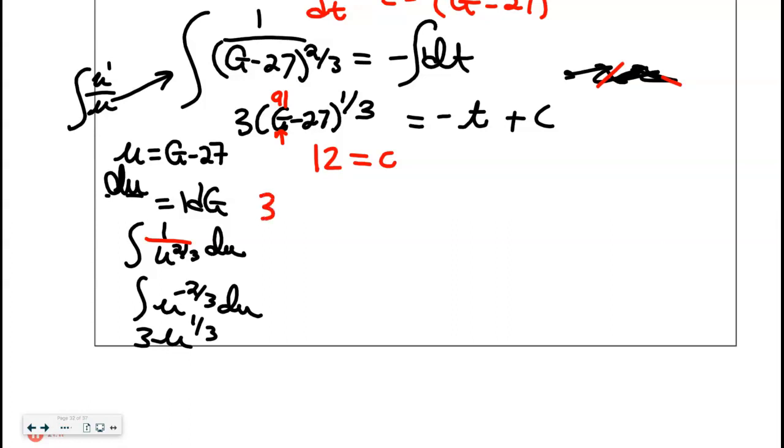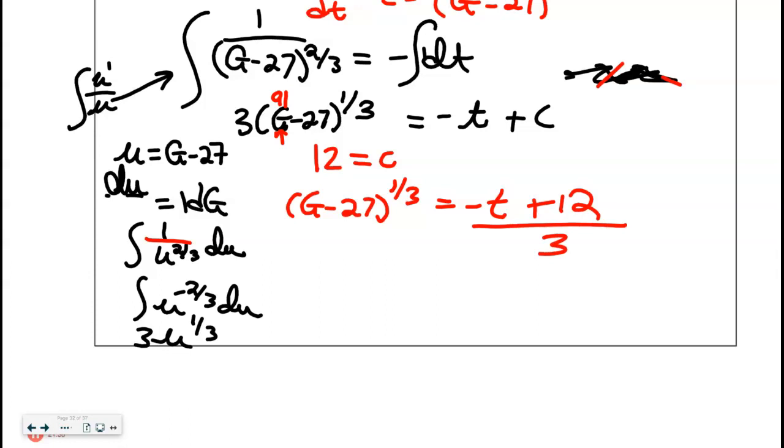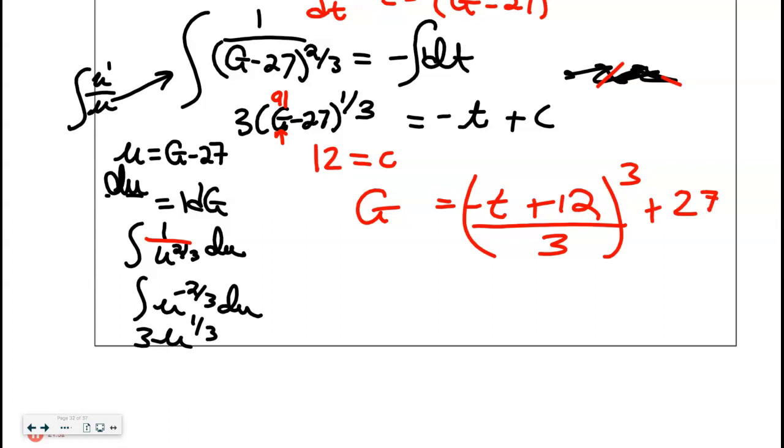All right, so I have 3 that I haven't dealt with. I have my g minus 27 to the 1/3 power. It's equal to negative t. Now we can start cruising, right? What's next? Divide by 3. I'm just going to erase it because this is the easy part. What's next? Somebody besides Carissa. What's next? Cube it, right? Not third-root it, but cube it. What's next? Say it. Add 27. Am I done with the problem? I don't know. Read it.